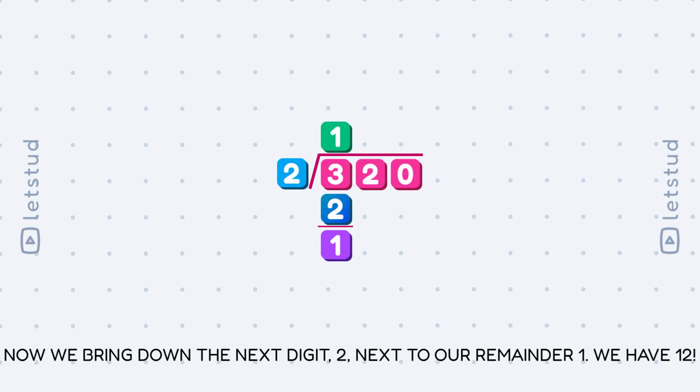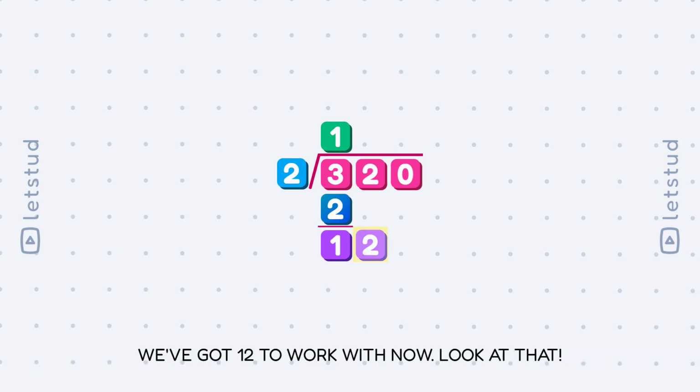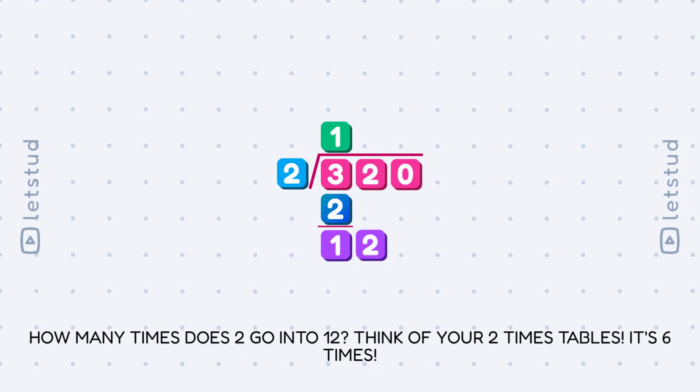Now we bring down the next digit, 2, next to our remainder 1. We have 12. We've got 12 to work with now. Look at that. How many times does 2 go into 12? Think of your 2 times tables. It's 6 times. Let's check.